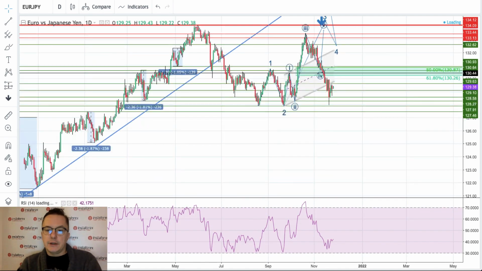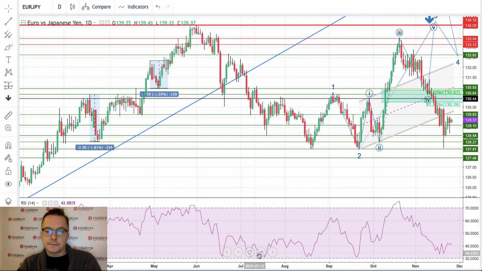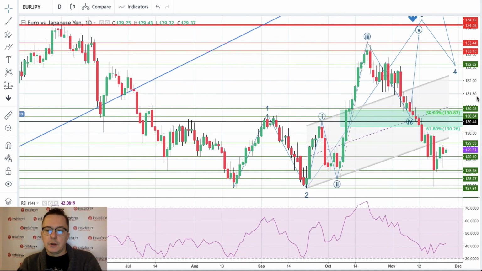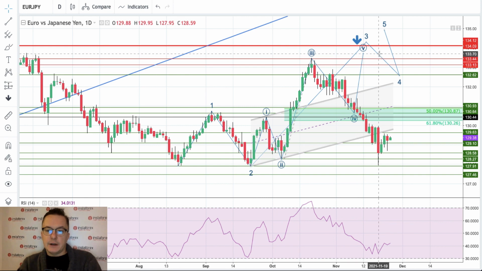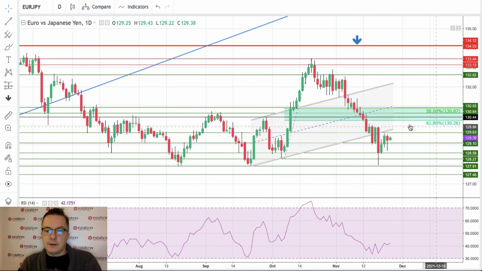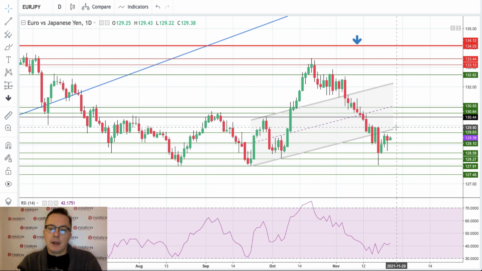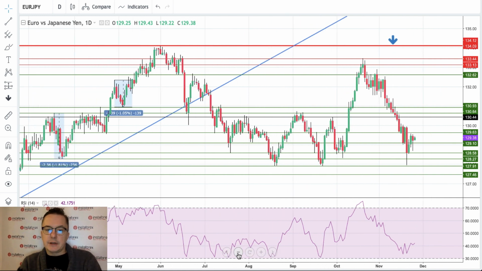What is going on here? This is completely the opposite of what is going on in the euro dollar. As you can see, this scenario, the impulsive scenario, has been clearly invalidated because there is too deep a retracement here, below 61%, below 50%. Everything here is gone right now. Our analysis was only an ABC correction here, and right now we are testing.